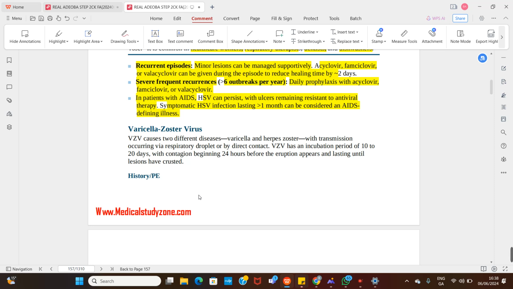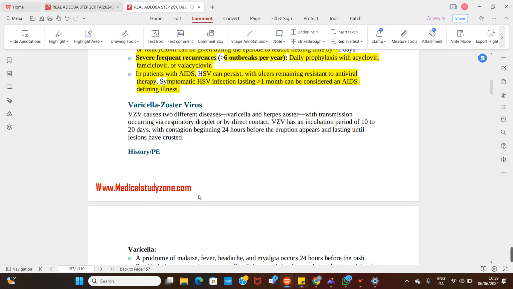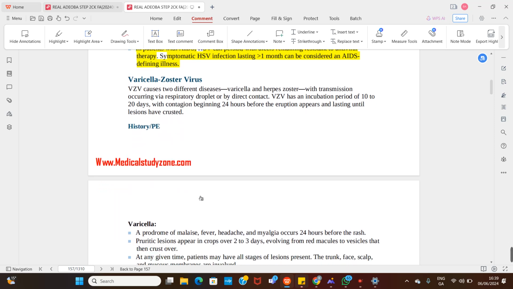If the person is having frequent outbreaks, more than 6 times in a year, the person is having a lesion now, it will go again, come back again, go, come back, go, more than 6 times in a year. That's severely frequent outbreaks, right? So you need to place that person on valacyclovir prophylaxis daily, and then for the HIV one, you have to treat your HIV.